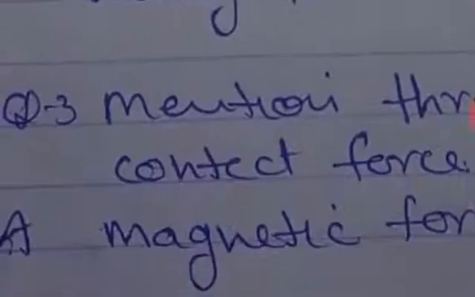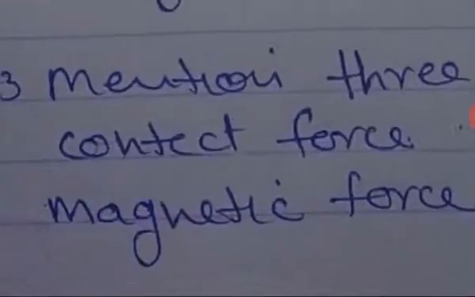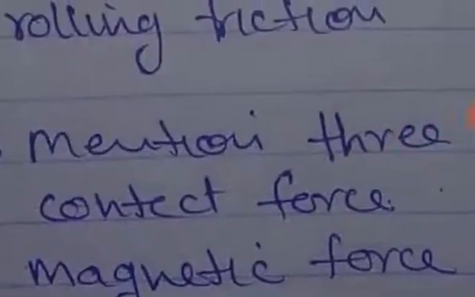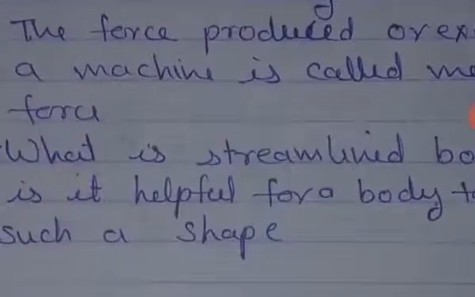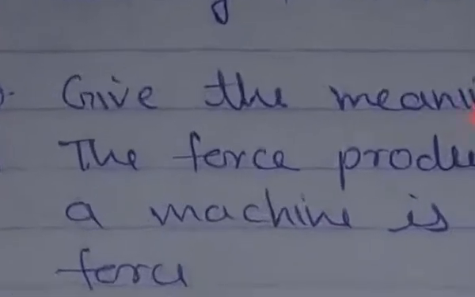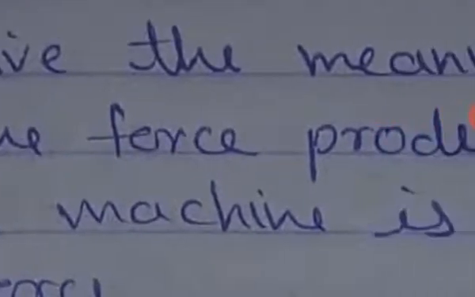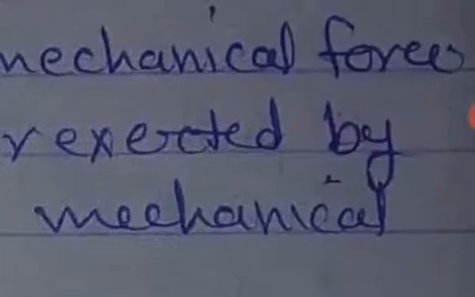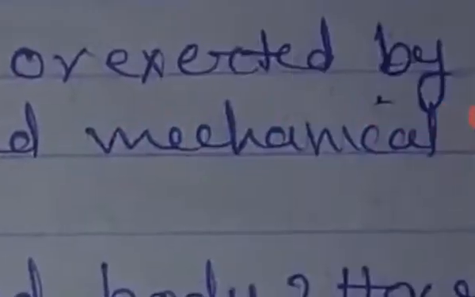And the third question, mention the three types of non-contact force. And the answer is magnetic force, electrostatic force, and gravitational force. And the next question, give the meaning of mechanical force. And the answer is, the force produced or exerted by a machine is called the mechanical force.